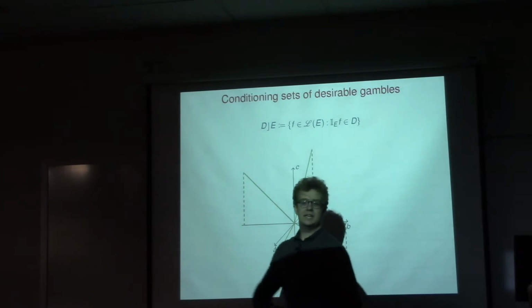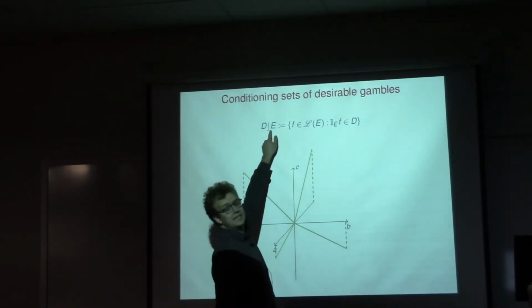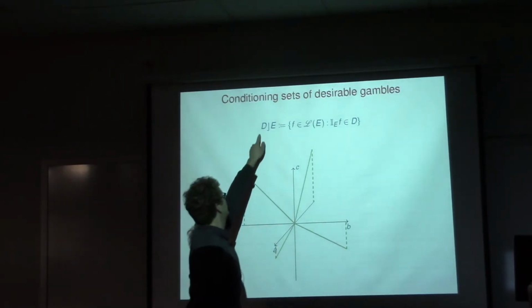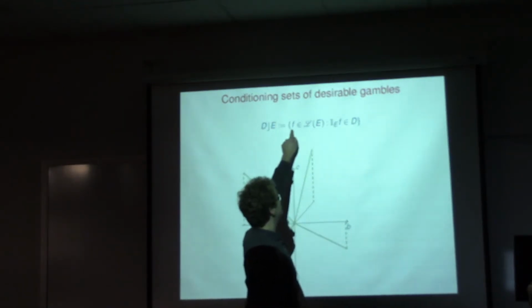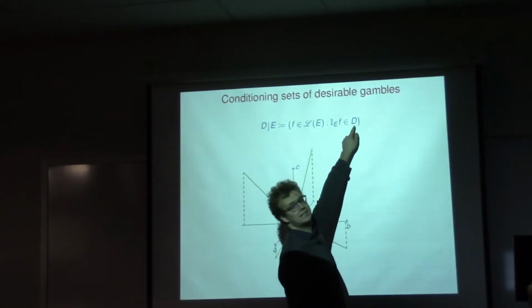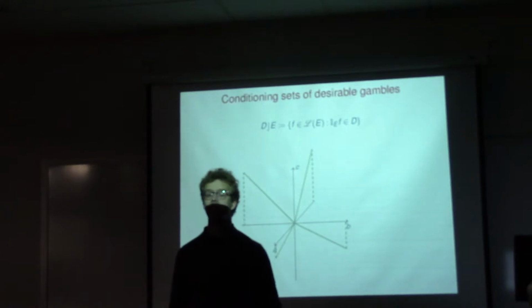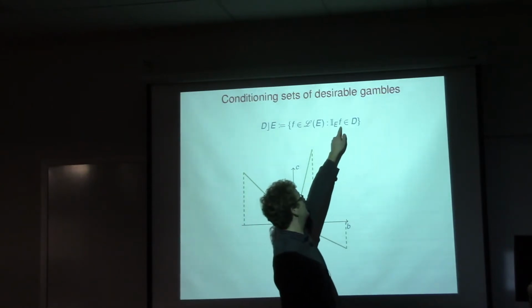If I start with a set of desirable gambles D and have a conditioning event E, what is then the conditional set of desirable gambles? It's D conditioned on E. Well, that's the set of all gambles on E for which the indicator times this gamble is desirable. Now, what is the indicator of E? That's just a special gamble, a gamble that gives 1 on E and 0 outside of E. And what is the indicator of E times F?